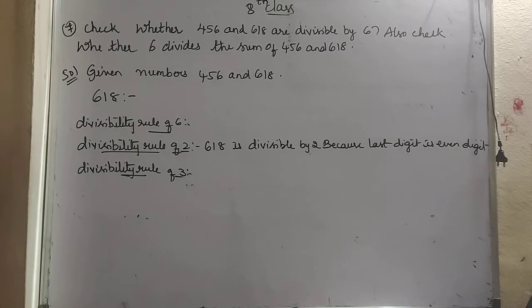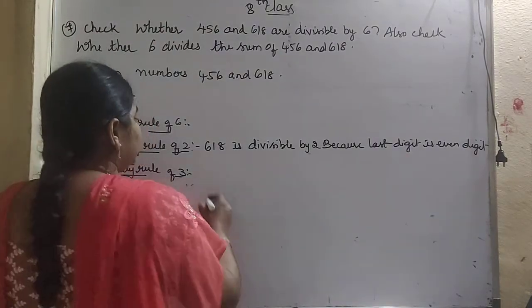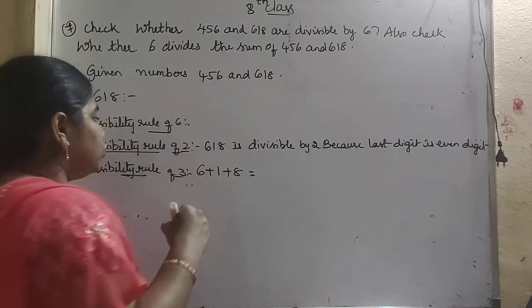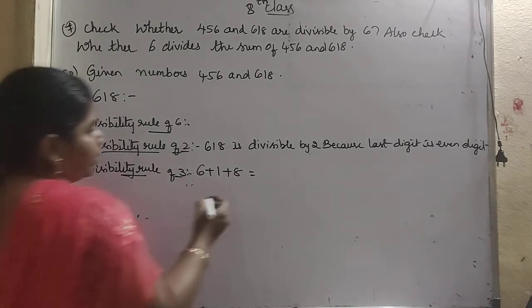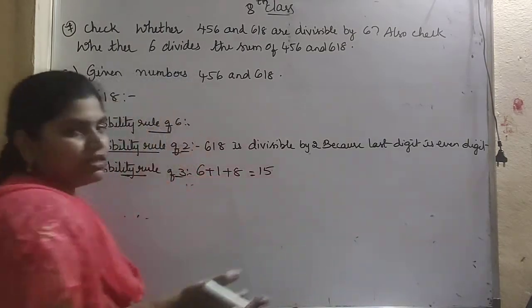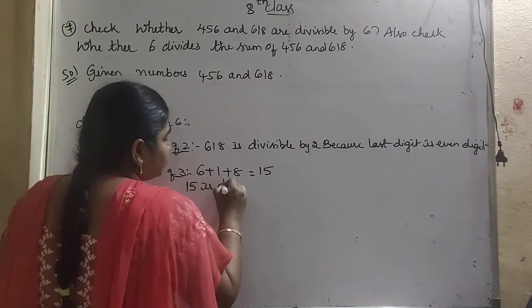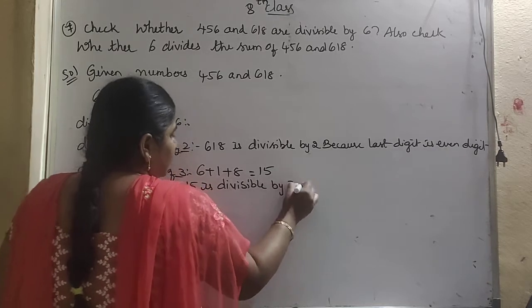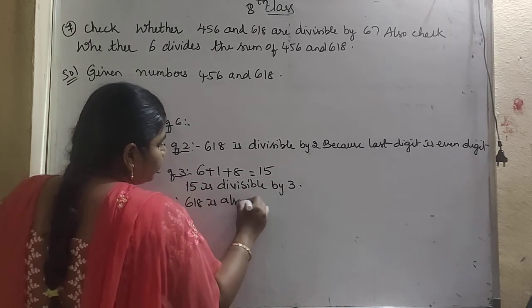Now we have to check for 3. The divisibility rule of 3 is to add all the values. 6 plus 1 plus 8 equals 9 plus 6, which is 15. So again 15 is a multiple of 3, so it is divisible. So 15 is divisible by 3. So therefore 618 is also divisible by 3.